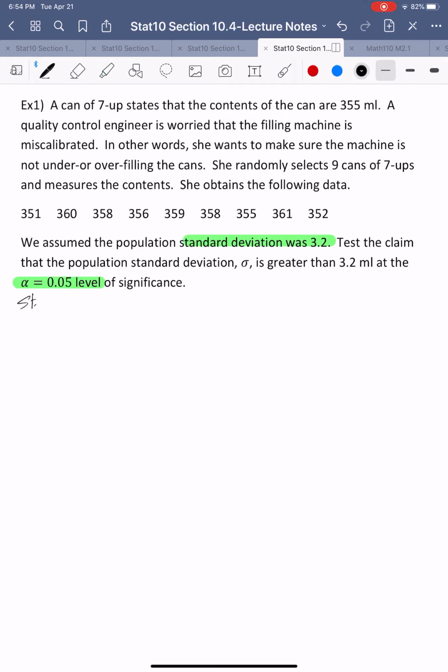Step 1. H sub 0: we are using the sigma, the standard deviation, equal to 3.2. And then we have to find the alternative hypothesis. Let's say this time it is miscalibrated, and she thinks it's going to be greater than, right? So I put H sub 1: sigma greater than 3.2. Step 2: the alpha is 0.05, which is the level of significance.